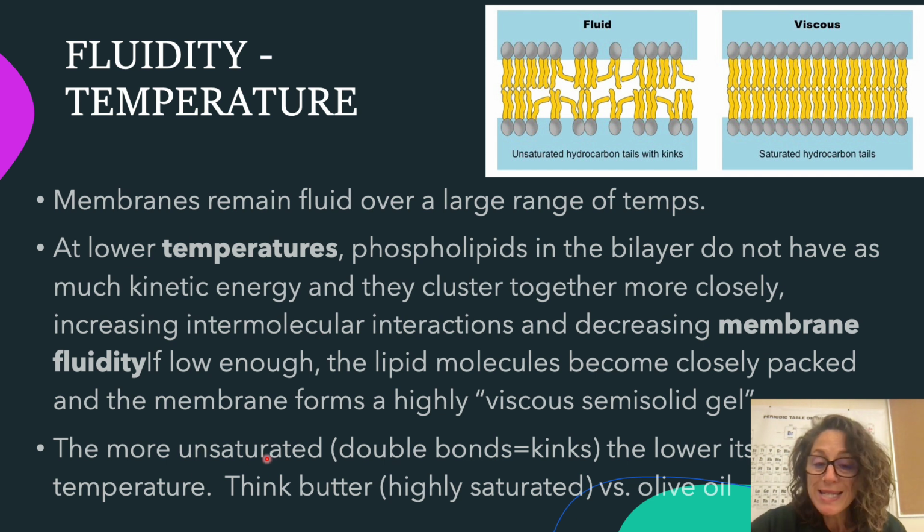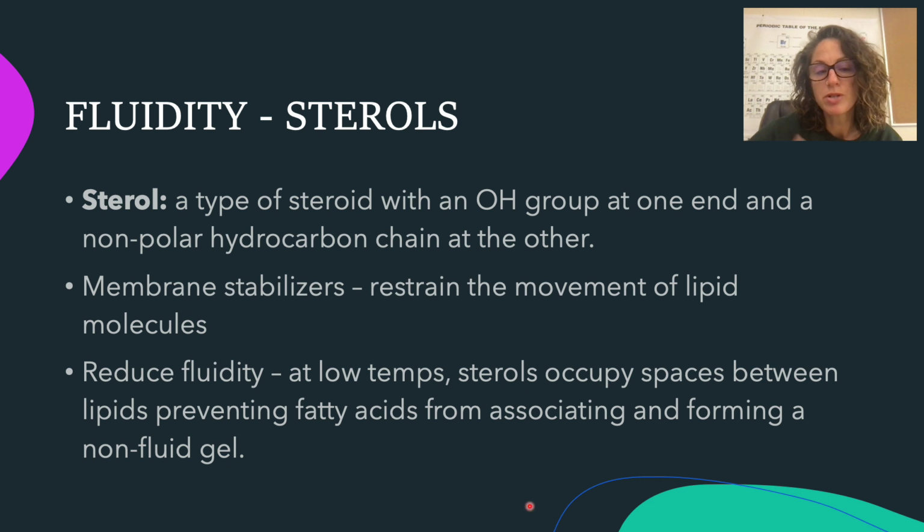The more unsaturated, so the more double bonds, the lower its temperature can be. So butter is highly saturated versus olive oil, which is highly unsaturated. So this would be our butter, and this would be our olive oil. Sterols, like cholesterol, for example, are membrane stabilizers. So they restrain the movement of lipid molecules. So they're going to reduce fluidity. So at low temperatures, they are going to occupy the spaces between lipids and prevent them from moving.